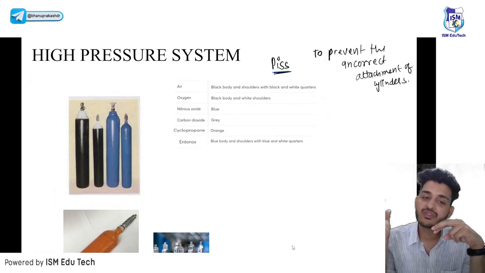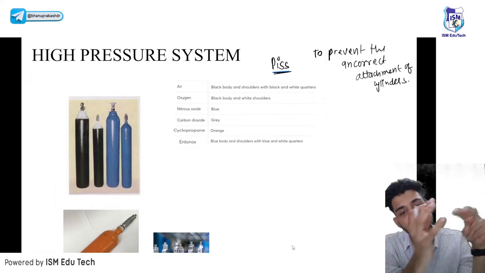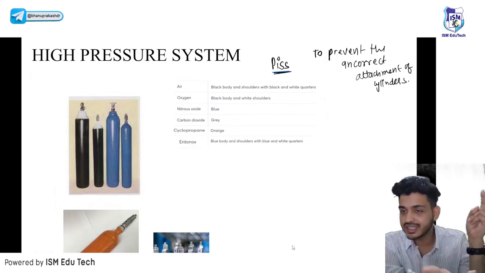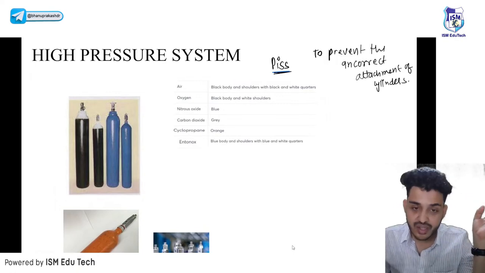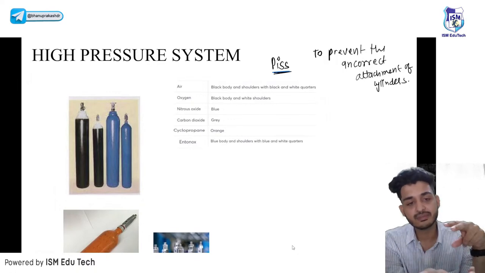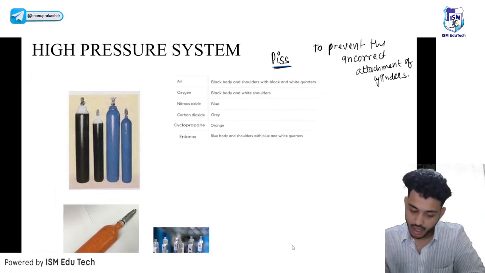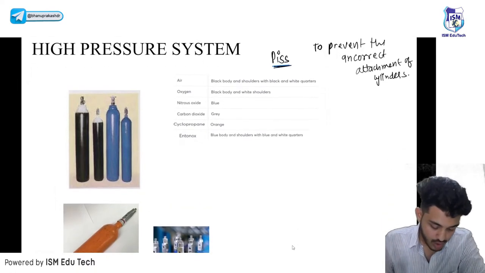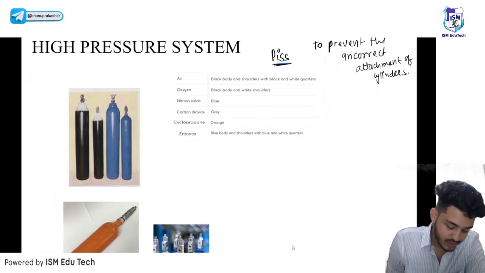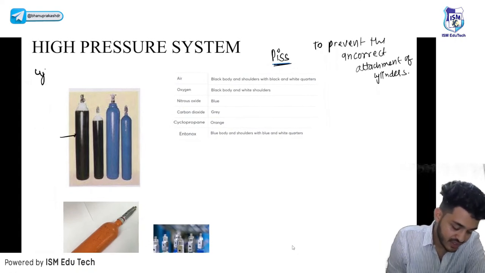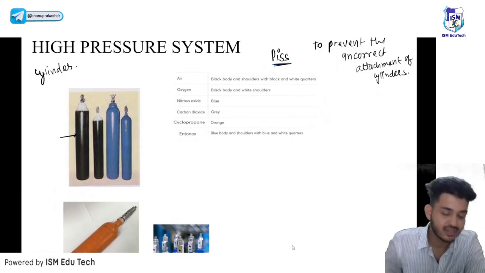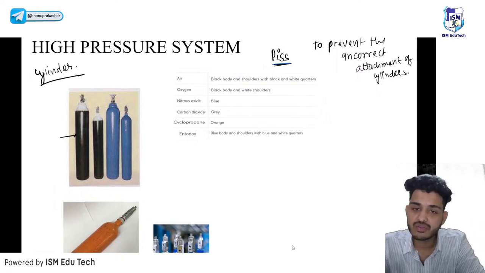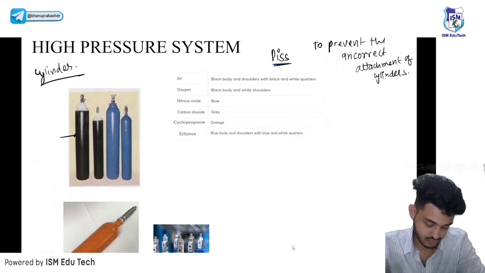For example, if you want to give someone oxygen, you cannot give nitrous oxide. Nitrous oxide is a laughing gas, right? But you cannot give it, because the pin index system is preventing the incorrect attachment. So that is your pin index system. This is the color of cylinder. We need to remember the color of cylinder, from where the questions are coming, from the color of the cylinders and from the pin index.